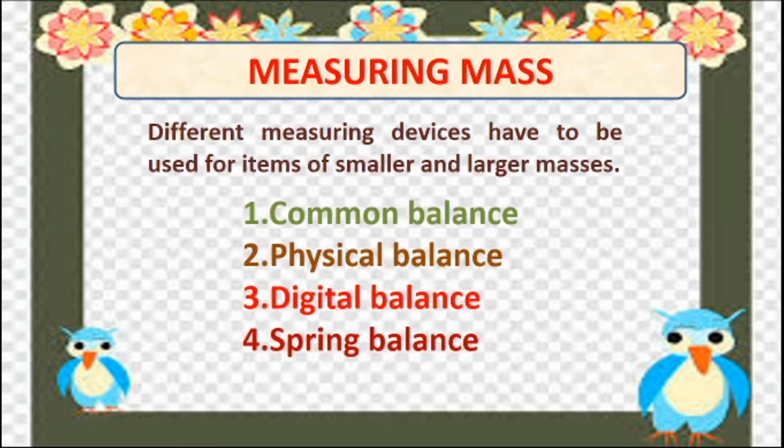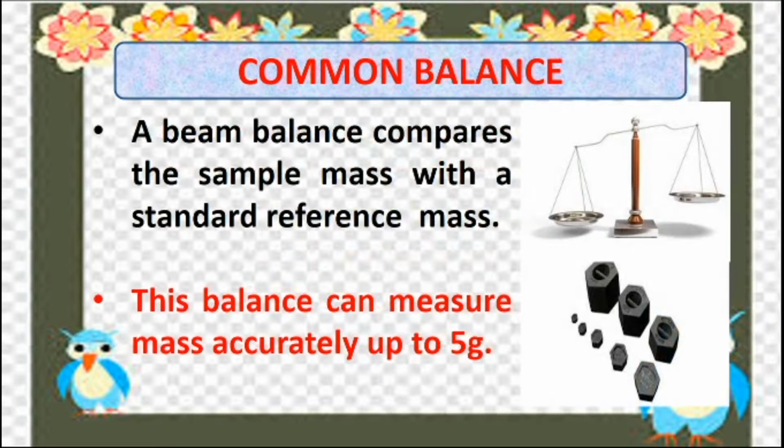Different measuring devices have to be used for items of smaller and larger masses. The devices are the common balance, physical balance, digital balance, and the last one is the spring balance. First, the common balance.